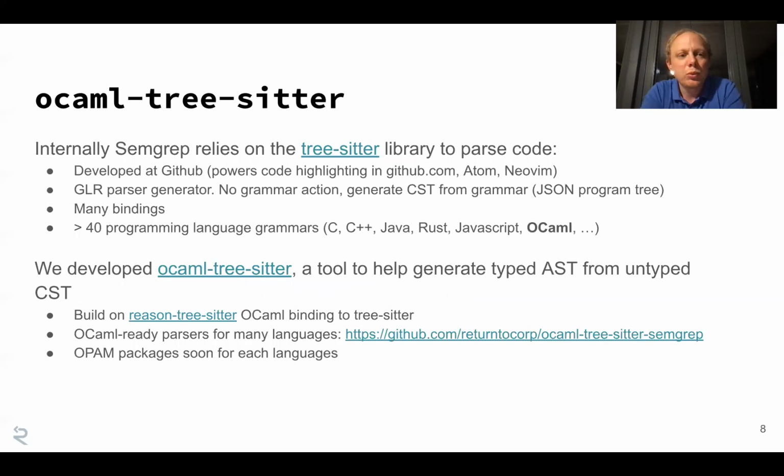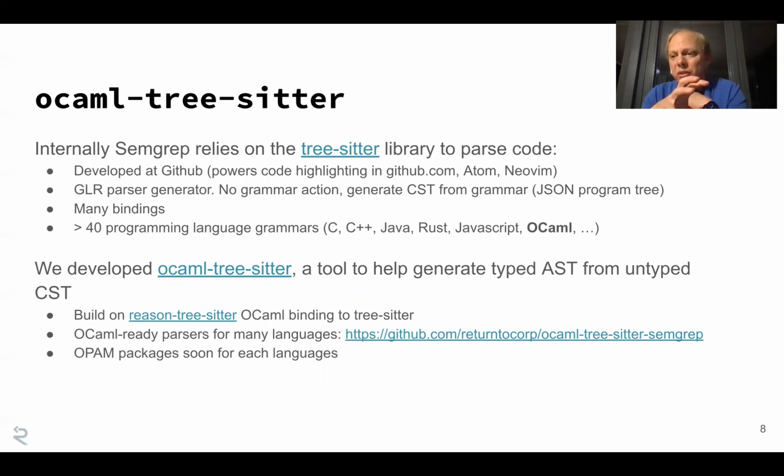I'm not going to have the time to talk about how it works internally, but something that may be of interest to the OCaml community is our use of the tree-sitter library. Tree-sitter is a library that was developed at GitHub and that powers code highlighting in github.com, in the Atom editor, and the NeoVim editor also. Tree-sitter is a GLR parser generator, and the good thing is that the community around tree-sitter developed lots of grammars for lots of languages, for C, C++, and we use the tree-sitter OCaml grammar for parsing OCaml code.